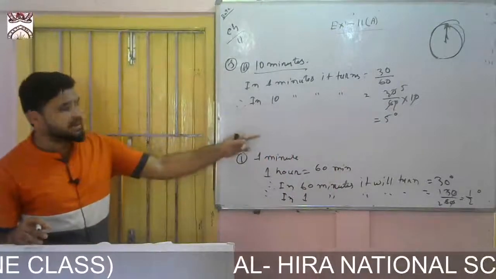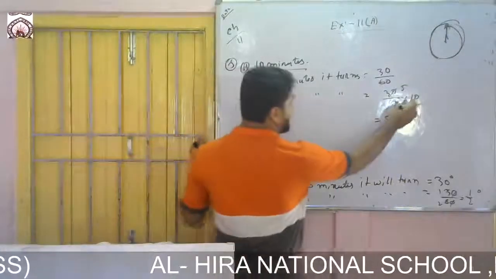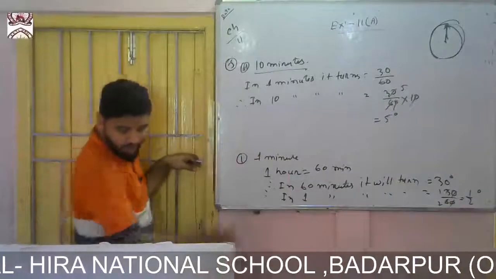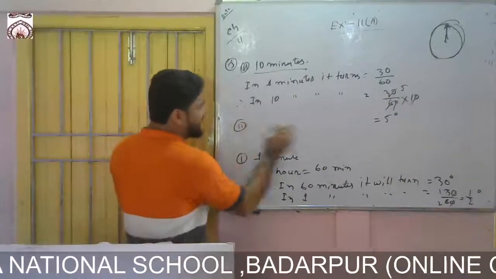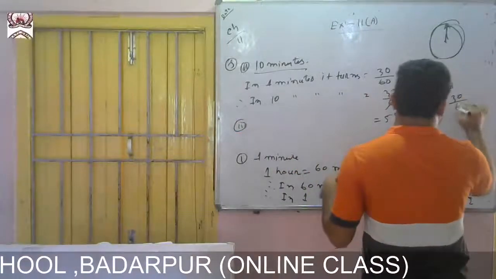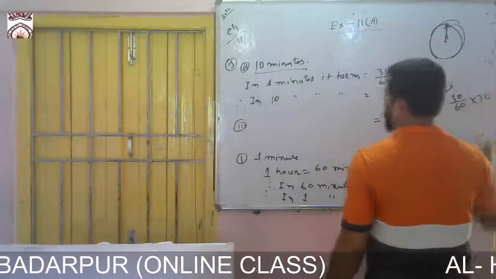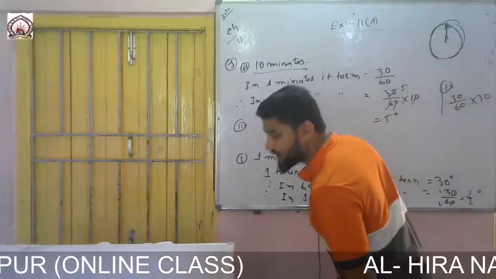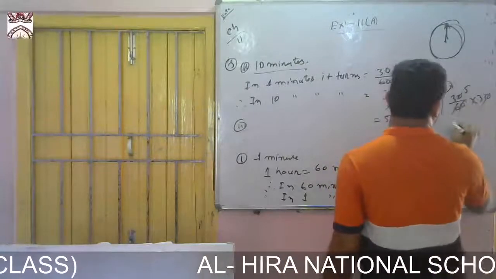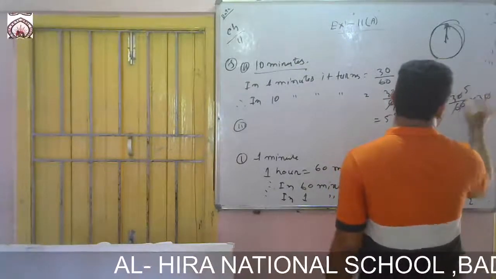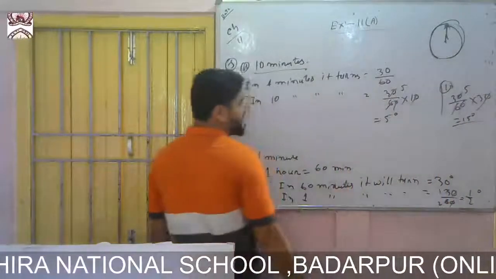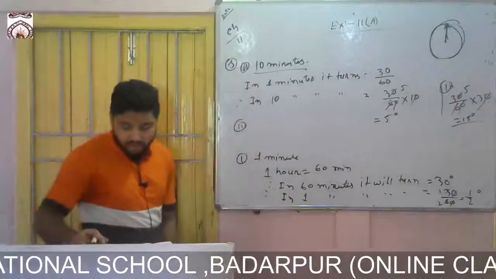Like this, in 30 minutes you can find just by replacing 10 here with 30. Question number 3 you do. Just by replacing 30 here it will be like this: 30 by 60 into 30 minutes. So 0 0 cancel. 3 5s are 15, so it will be 15 degree. Now come to question number 4.